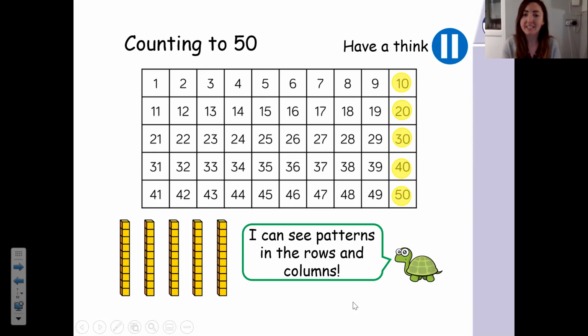Now the tortoise is saying, I can see patterns in the rows and columns. So we already spoke about that row that's highlighted here, the row at the end where the tortoise told us that all of these numbers have 0 in that column. So can you see any other patterns? What other patterns can you see then? Pause here to have a think.